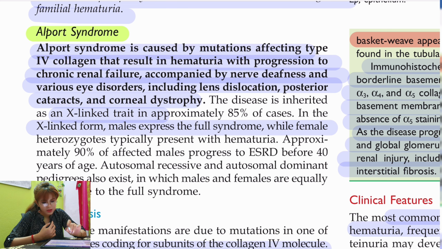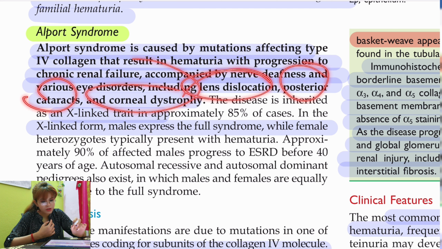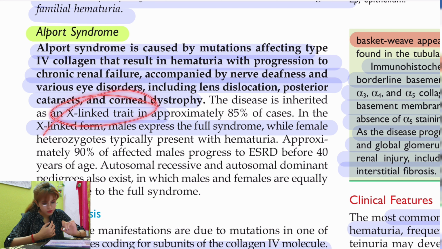Alport syndrome, this is basically because of mutations affecting type 4 collagen that result in hematuria with progression to chronic renal failure, accompanied by nerve deafness and various eye disorders including lens dislocation, posterior cataracts and corneal dystrophy. This is an X-linked trait. The males fully express the syndrome while females typically present with hematuria.